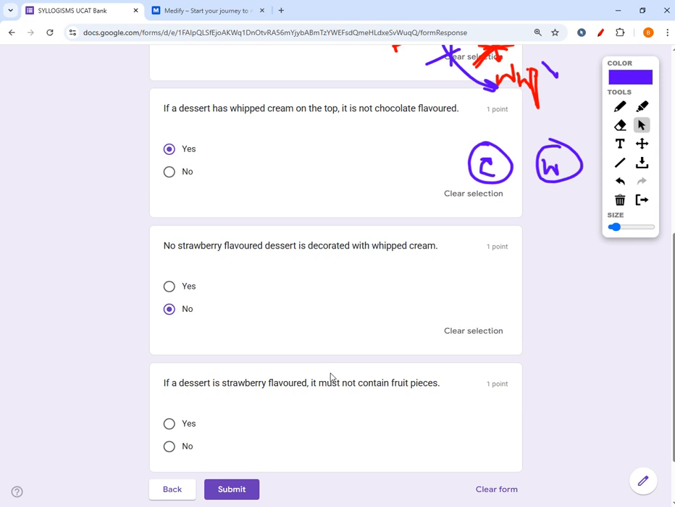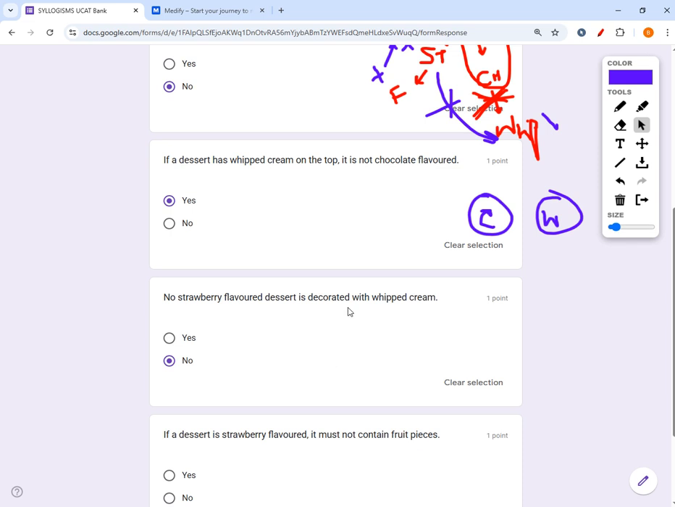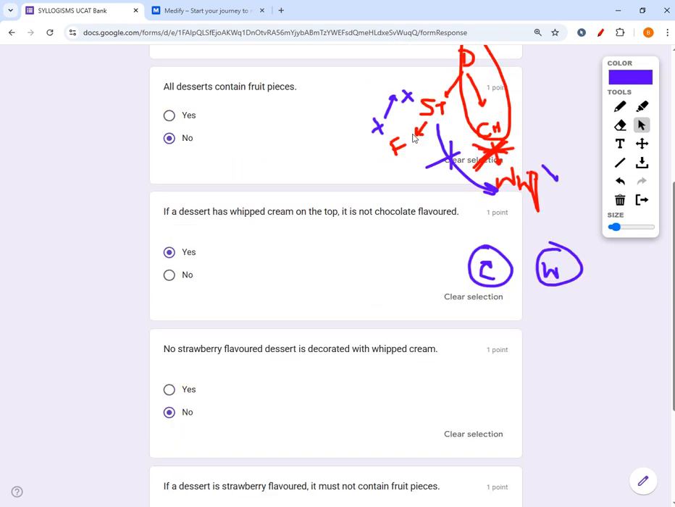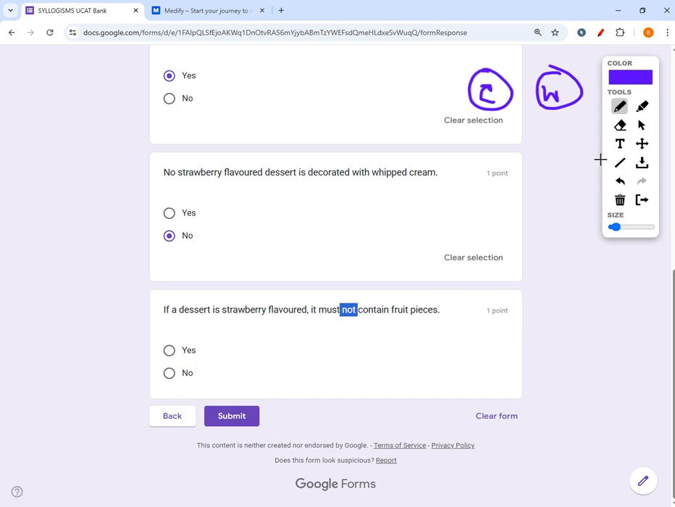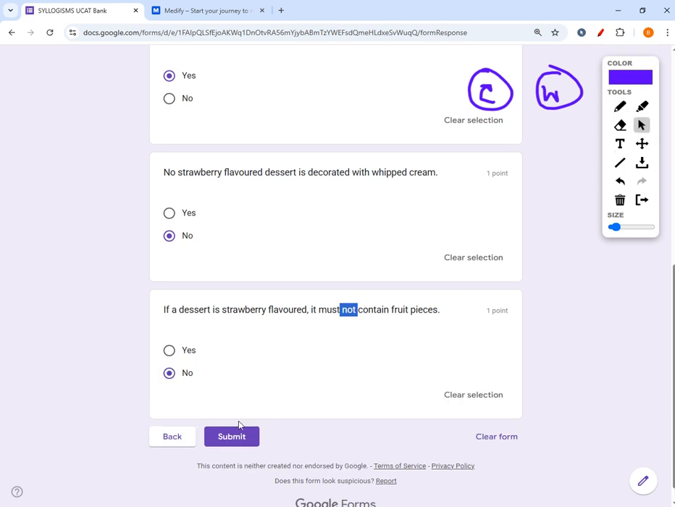If a dessert is strawberry flavored, it must not contain fruit pieces. No, he clearly said strawberry flavored, contain fruit pieces. If you hear the word not, no. Anything which is strawberry flavored has to have fruit. So the answer is no. We disagree with this. Quickly moving on to our next one.